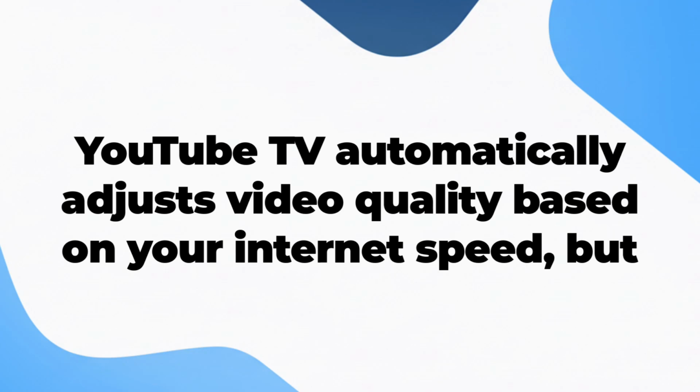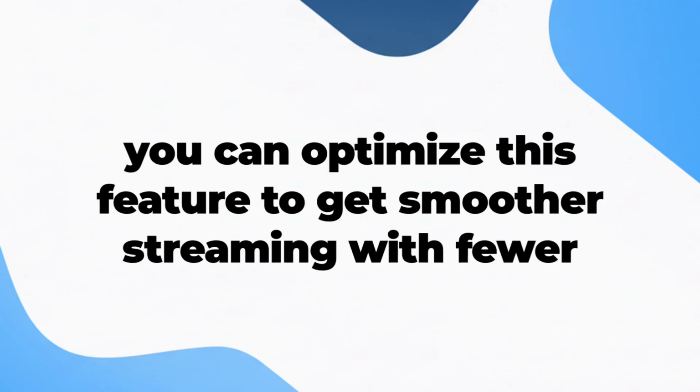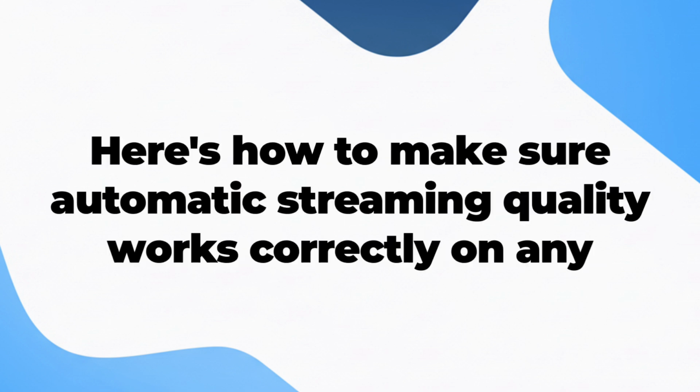YouTube TV automatically adjusts video quality based on your internet speed, but you can optimize this feature to get smoother streaming with fewer interruptions. Here's how to make sure automatic streaming quality works correctly on any device.